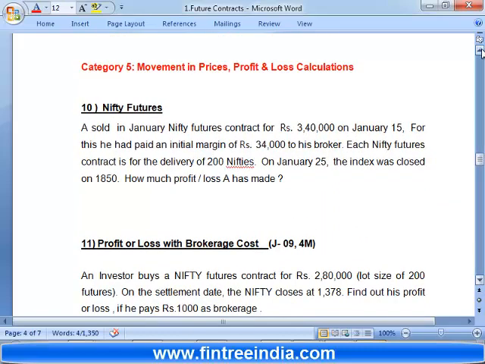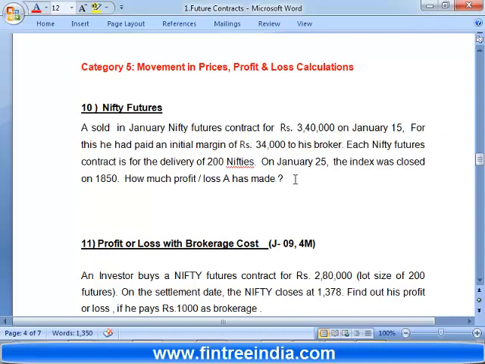Alright, next category of question now. Movement in prices, profit and loss calculations. A sold a January Nifty future contract for rupees 3,40,000 on January 15. For this, he had paid an initial margin of 34,000. Each Nifty future contract is for delivery of 200 Niftys. On January 25, the index closed at 1850. How much profit or loss has A made?